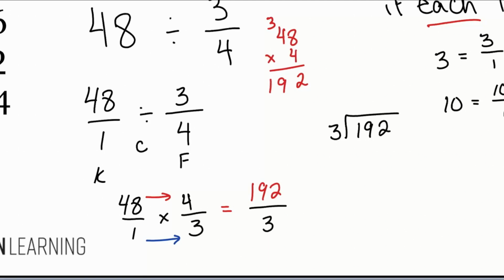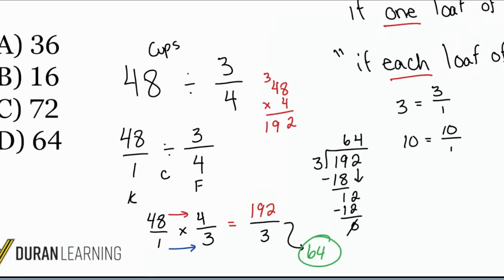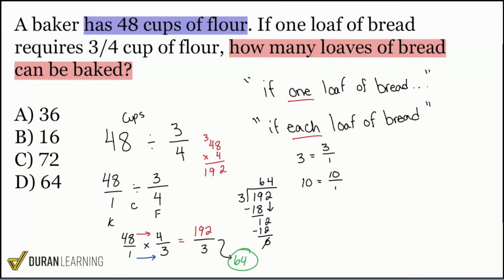Totally fine, right? So here, 3 going into 1, it doesn't. 3 going into 19, it does. 3 goes into 19 6 times. 3 times 6 is 18, so we're 1 shy. And with that, we'll drop the 2. So we have 12 now. Everyone, 3 goes into 12 how many times? Correct, that'll be 4. So 3 times 4 gives us 12. There we are, and we have 64. There is our final answer. 64 loaves of bread can be baked.